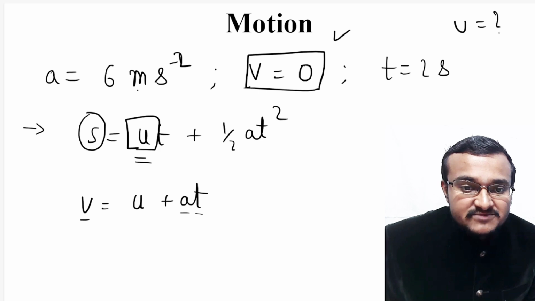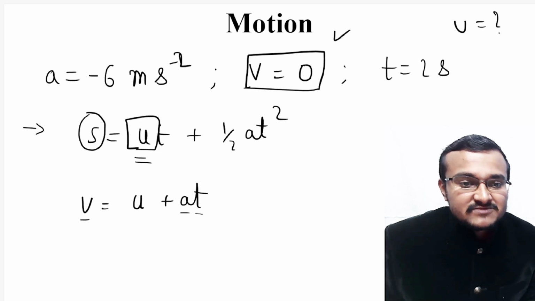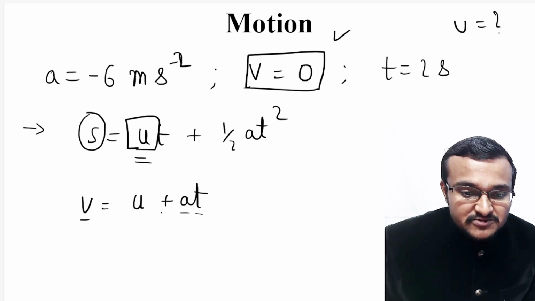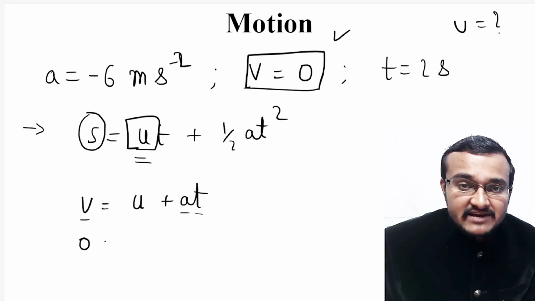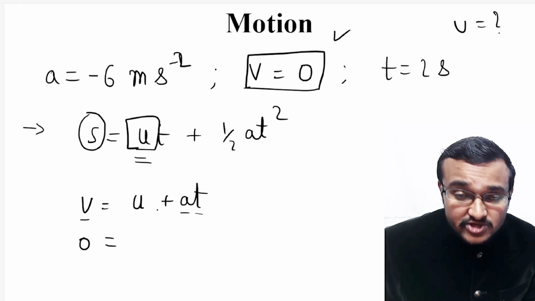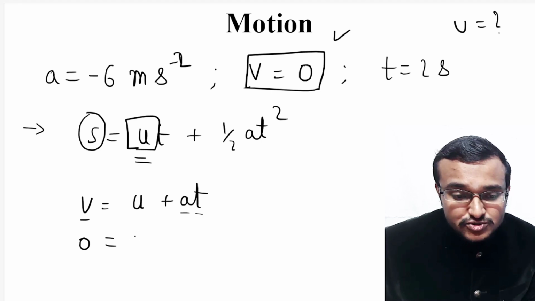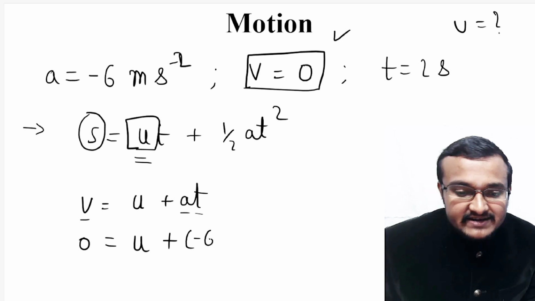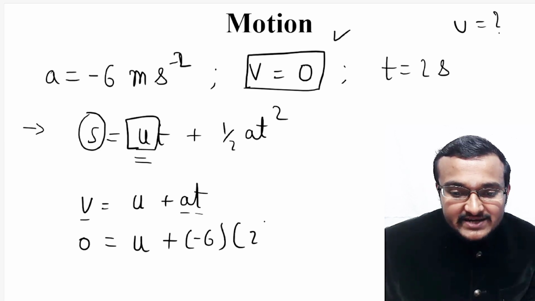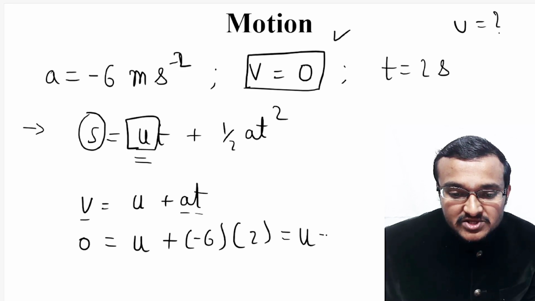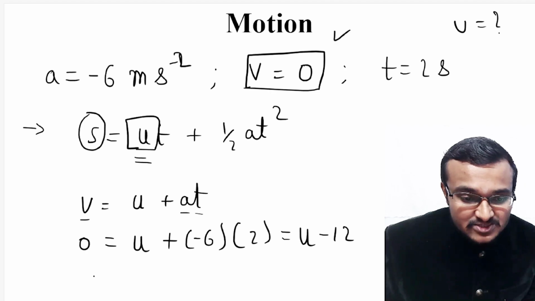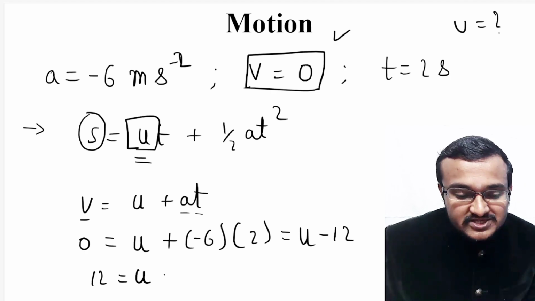So in the place of 6 meter per second square, you can take minus 6 meter per second square, and you can substitute that in this particular equation. So here final velocity is 0. So in the place of v, I will substitute 0, and in the place of u, we don't know what u is, so we will keep u as it is. Plus in the place of a, we can take minus 6 into, in the place of t, you can take 2 seconds. So that means here 6 into 2 will be 12. So u minus 12 will be there. And if you bring this 12 to LHS, it will become plus 12. So u is equal to plus 12.